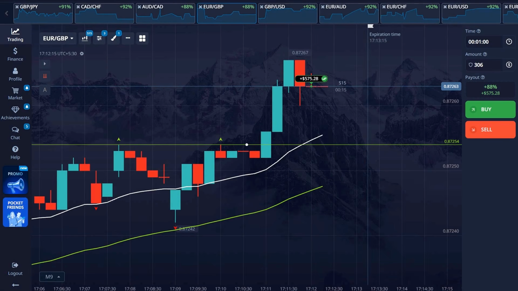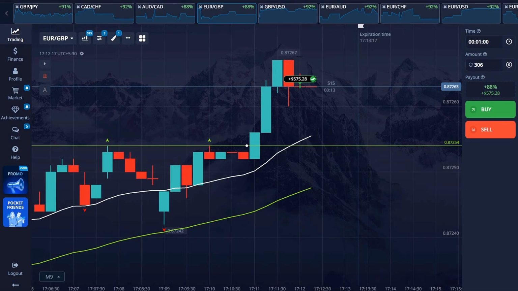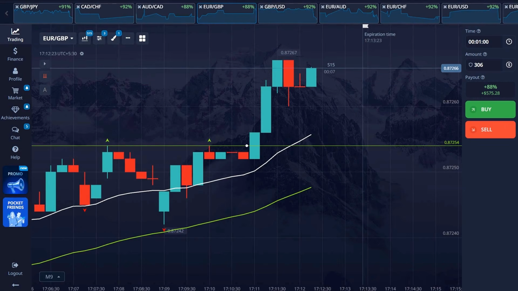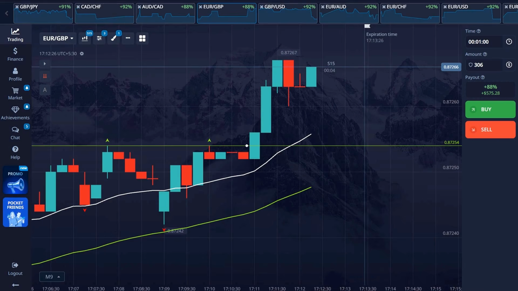And finally, here's the result of the trade. Price continued to rise and stayed above the breakout line until the expiry time closed. That means my buy trade finished in the money, a clean win.